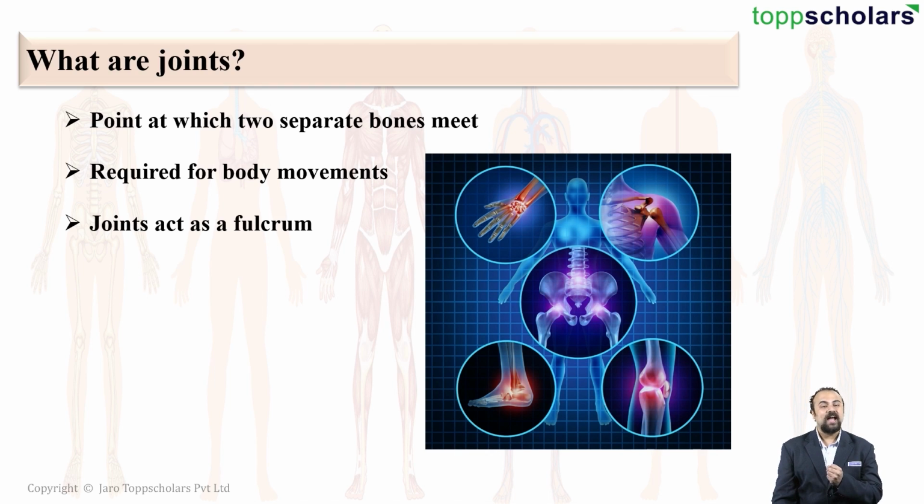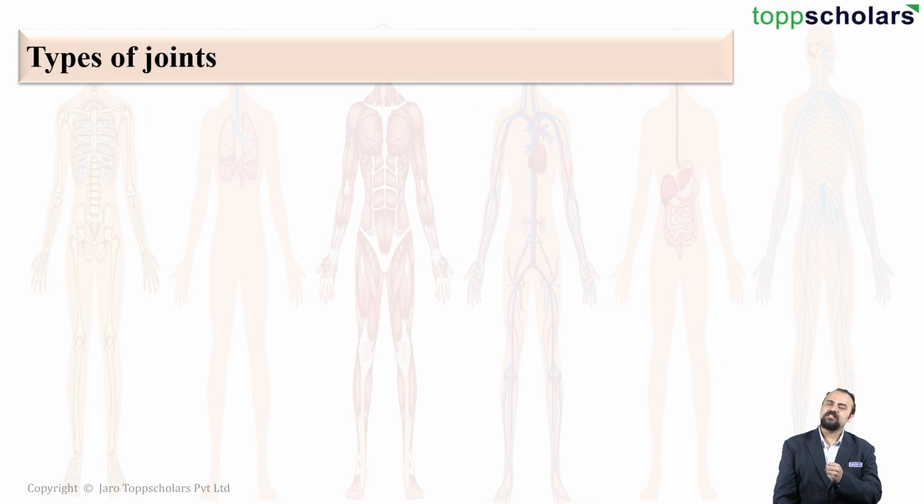The joints act as a fulcrum. Now you must be thinking, what is a fulcrum? Take the example of a door. If the door itself is considered to be a bone which is moving, it is moving due to the presence of the hinge, which is the fulcrum. Yes students, so the bones which are moving, they are moving due to the presence of the joint which is acting as the fulcrum. Moving on students, let us now see the various types of joints.